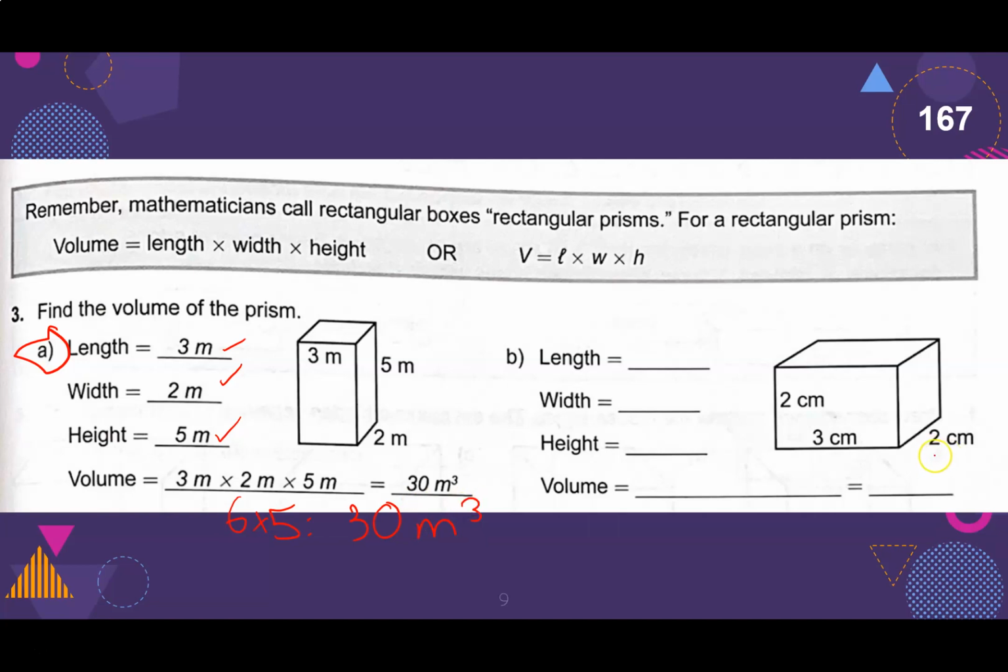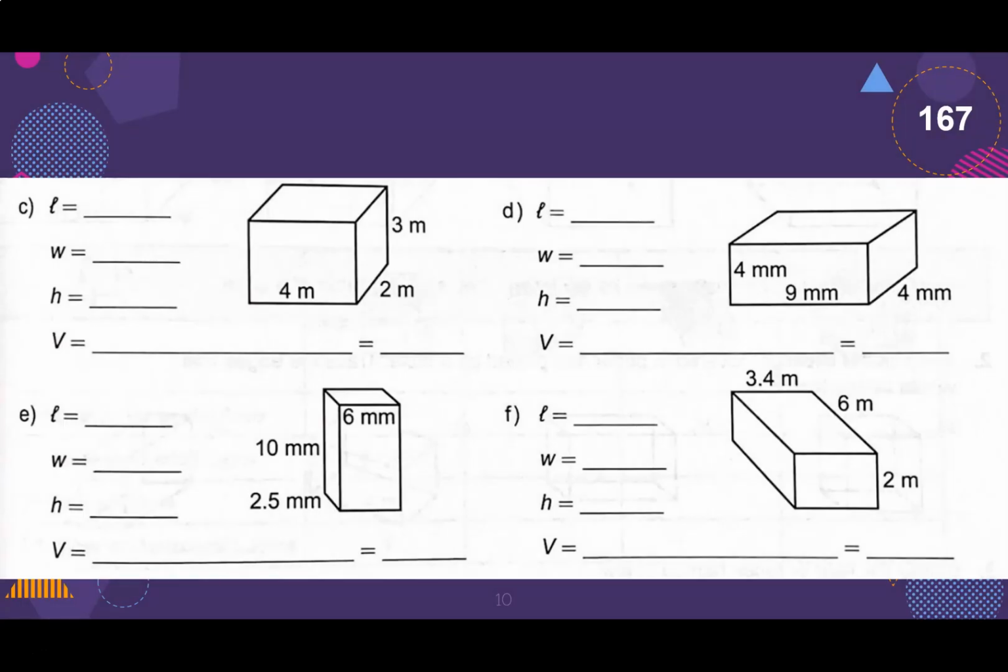Question B, the units are centimeters. So here's a hint. Your units will be centimeters cubed. Try the rest on your own. Then proceed to C, D, E, and F. Remember, 2 lowercase m's stand for millimeters, so the unit for volume will be millimeters cubed.